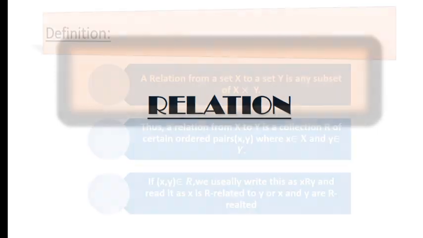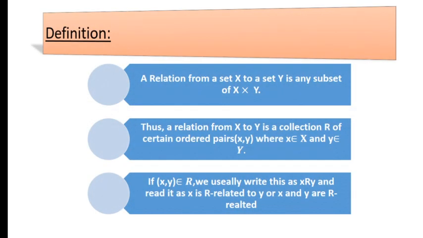Today we will discuss the topic of relation. First, what is meant by relation? The relation from set X to set Y is a subset of the Cartesian product of set X and set Y. This is called a relation from set X to set Y.